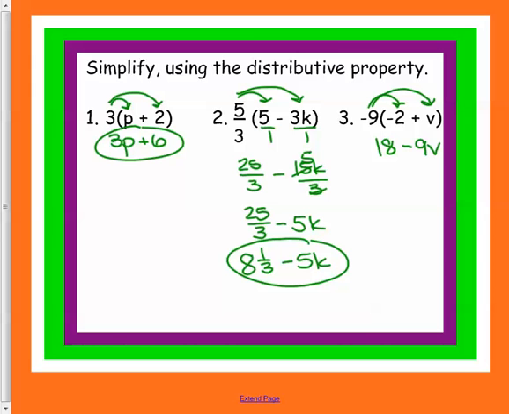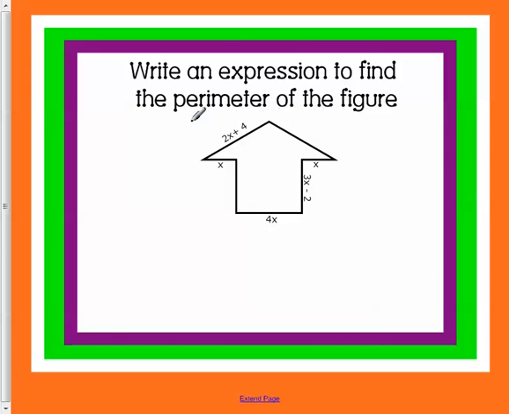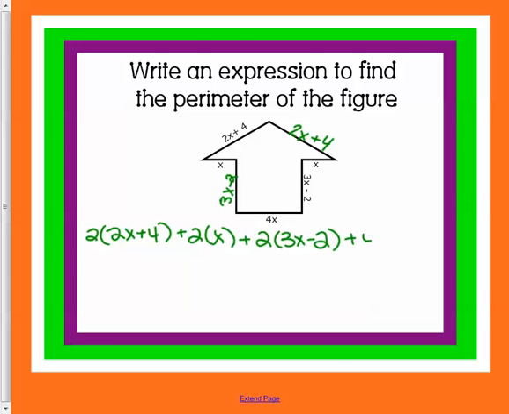Let's look at some of these. Write an expression to find the perimeter of the figure. So we have an arrow here, and we have some side lengths given, but some of them we don't. So this side length is the same as this side length. And this side length is the same as this side length. So we have two groups of the 2x plus 4. We have two groups of the x. We have two groups of the 3x minus 2. And then we only have one of the 4.